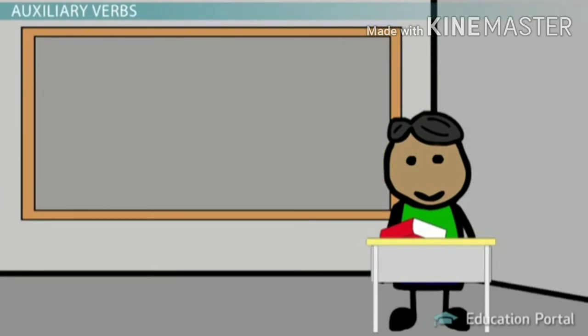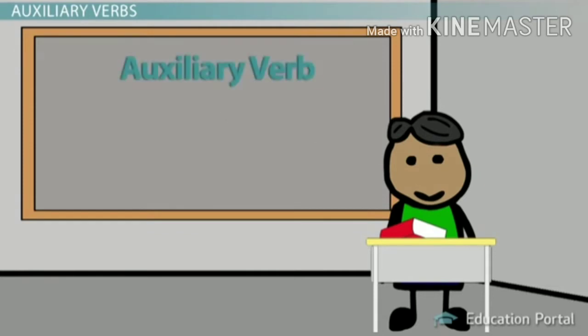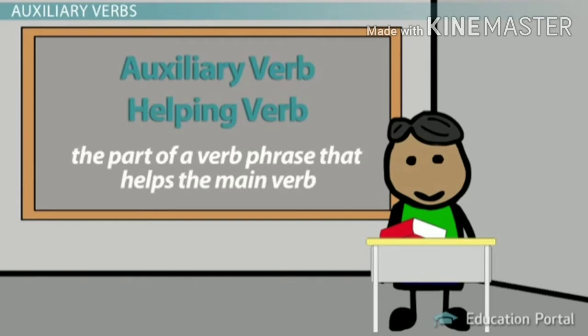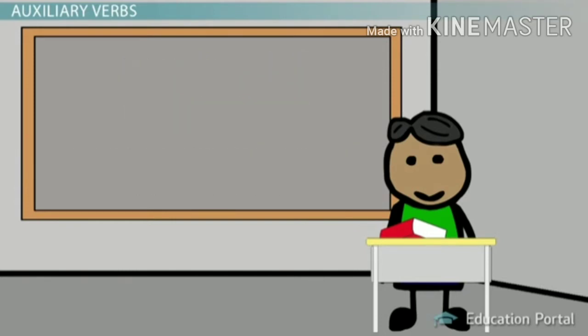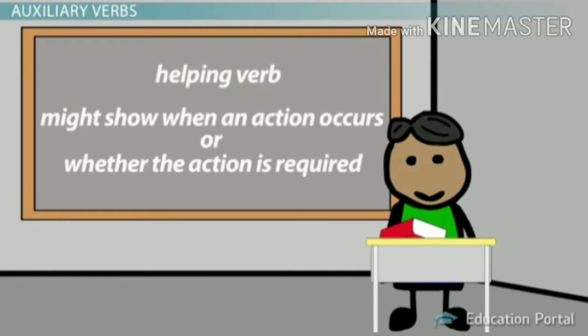There's one more type of verb that we'll cover in this lesson. A lot of verbs and sentences are comprised of more than one word. An auxiliary verb, also referred to as a helping verb, is one that is the part of a verb phrase that helps the main verb. As part of a verb phrase, a helping verb might show when an action occurs or whether the action is required.